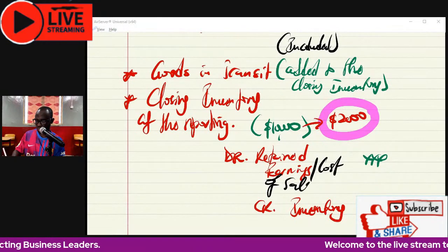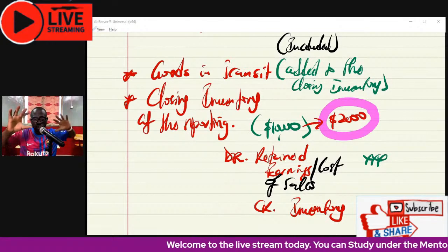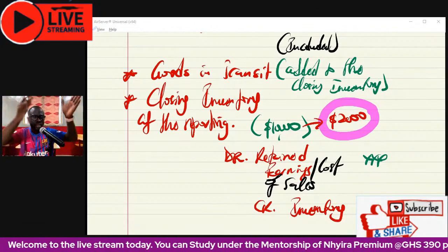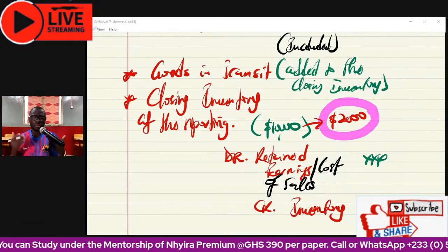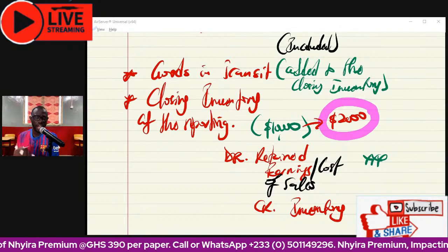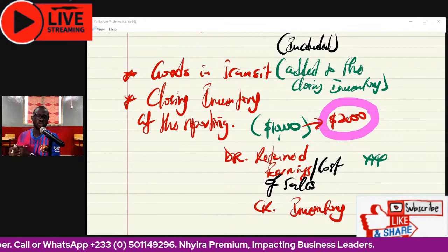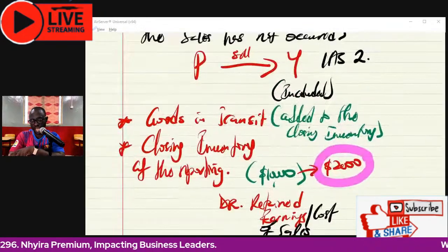We could debit cost of sales. So that provision for unrealized profit can be added to cost of sales. Note, it will be added to the cost of sales if we are preparing the consolidated statement of profit or loss. So if you are preparing the consolidated statement of profit or loss, then the provision for unrealized profit shall be added to the cost of sales.